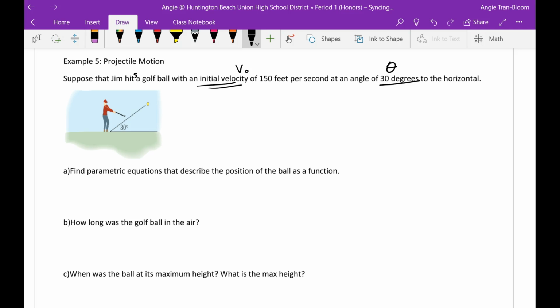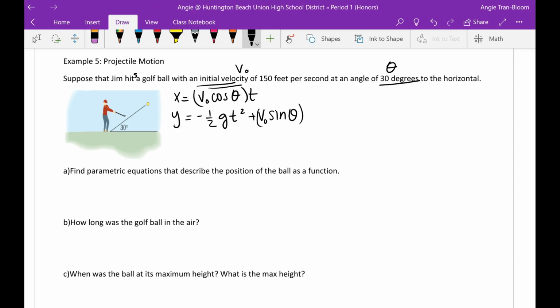A, find parametric equations that describe the position of the ball as a function of time. So again, parametric equations are going to require x equals and y equals. Let's remind ourselves what x and y are in projectile motion. X is the initial velocity, v subscript 0, times cosine of theta, times t. Then y equals negative 1/2 g t squared plus (the initial velocity times sine of theta) times t. I'm going to put parentheses around here just in case, since theta is not involved with t. And then plus h.